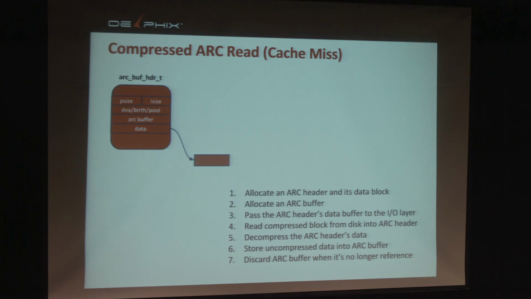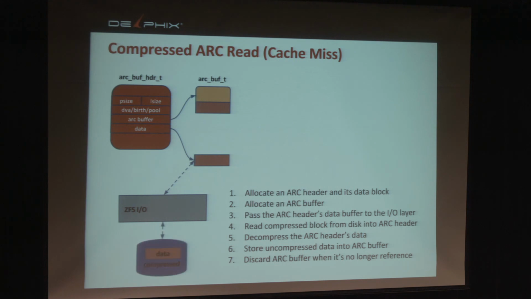So here's the implementation. The first thing that we'll do is allocate an ARC header if one doesn't exist, so this case happens to be a cache miss. Then we allocate an ARC buffer. We request the data, but the data buffer that we're actually passing to the I/O pipeline, in the past, we used to pass the data buffer associated with the ARC buffer. Instead, we're passing the data buffer associated with the ARC header. We read the data, we read it compressed. We don't decompress in the I/O pipeline. We instead store that data in the ARC header's data pointer.